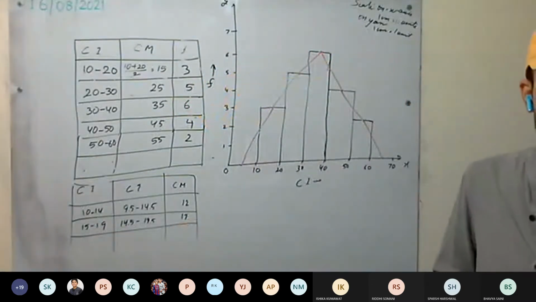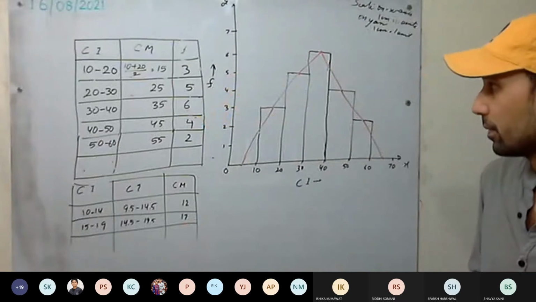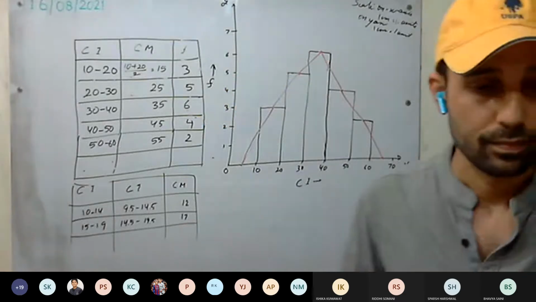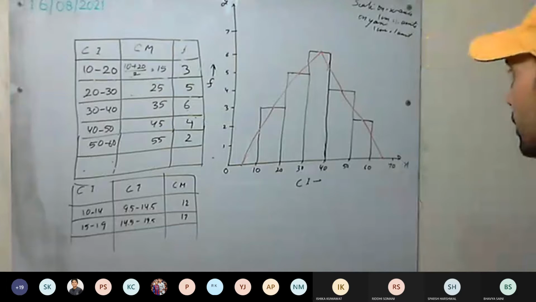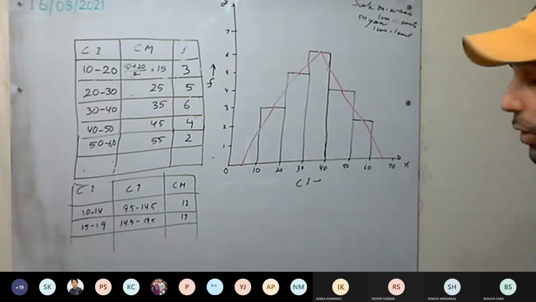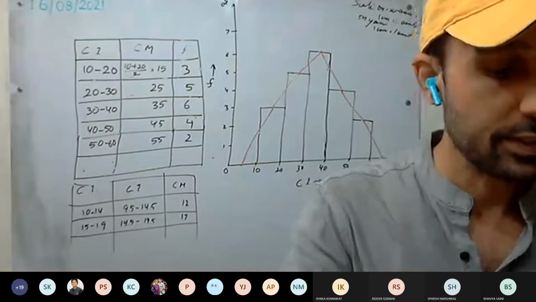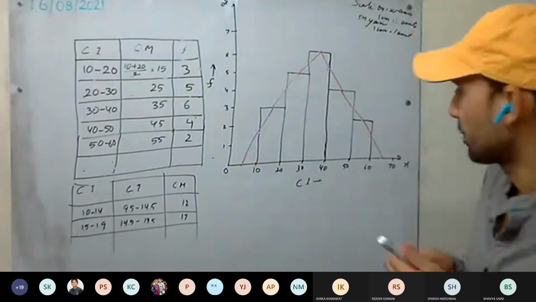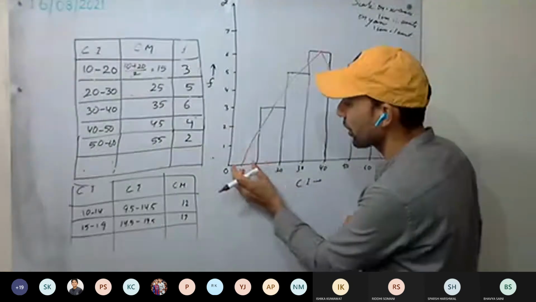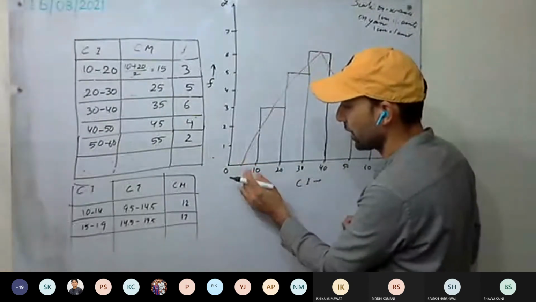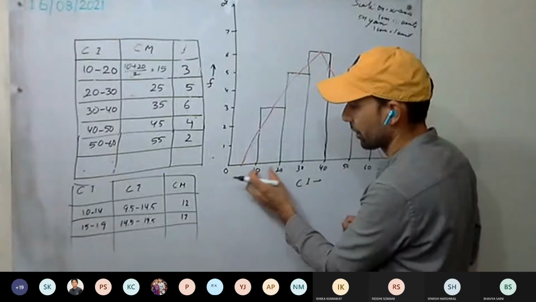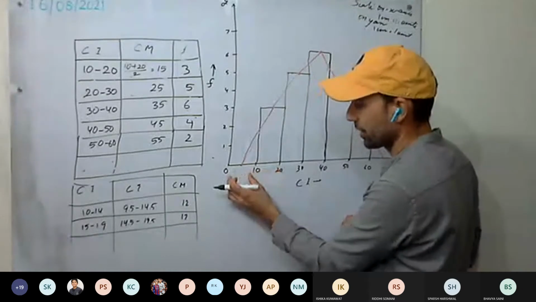Sir, in the previous question, the second question diagram, I think you have made some mistake there. Where? So you have taken minus 10. No, see here, our class interval starts from 10. 10 to 20 is the first class. We just require one more class interval, so 0 to 10, just before that, we require one.